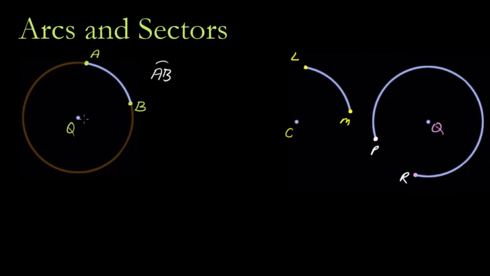Now, if I were to draw in the radii that connect the endpoints of this arc to the center of the circle like this, we create an angle, and this angle right here is given a name. It's called the central angle. The central angle is the angle that cuts out this particular arc. So the central angle is the angle that creates the arc, so to speak. We say the central angle subtends the arc.